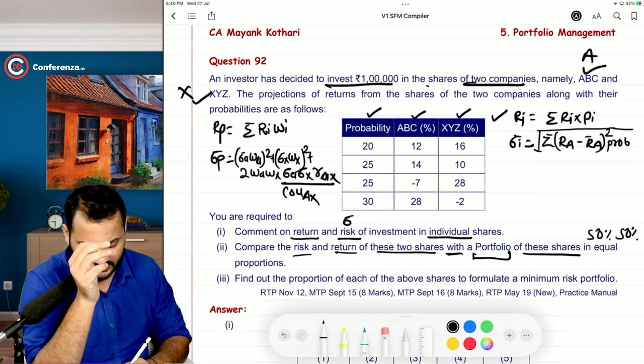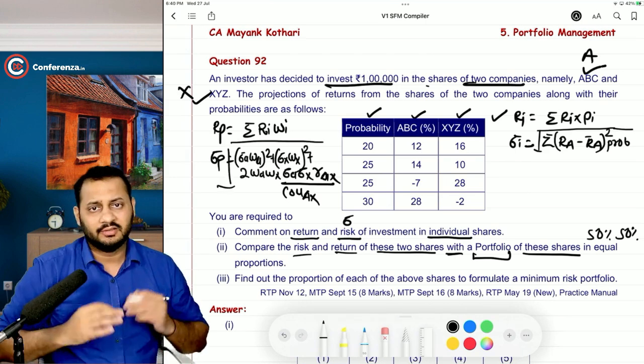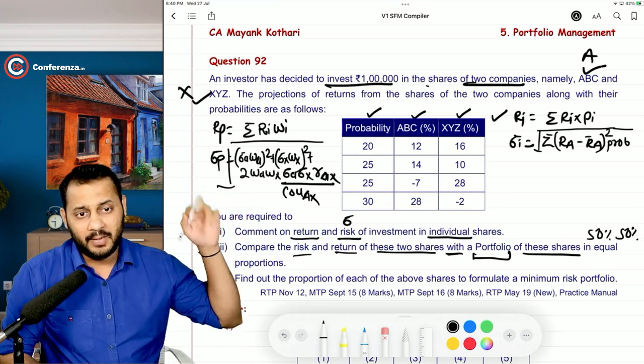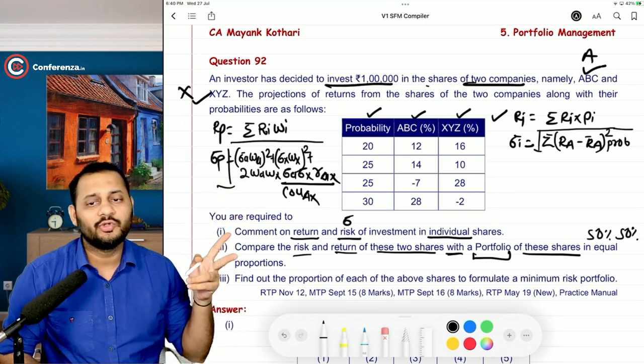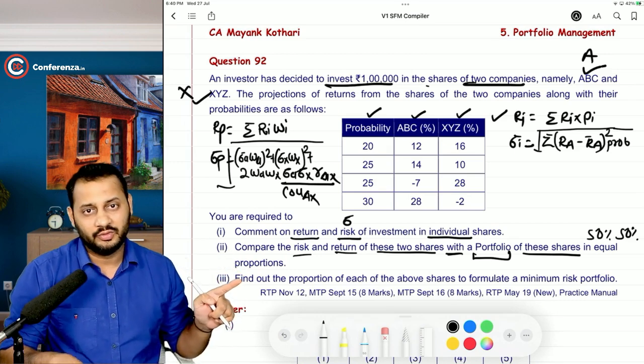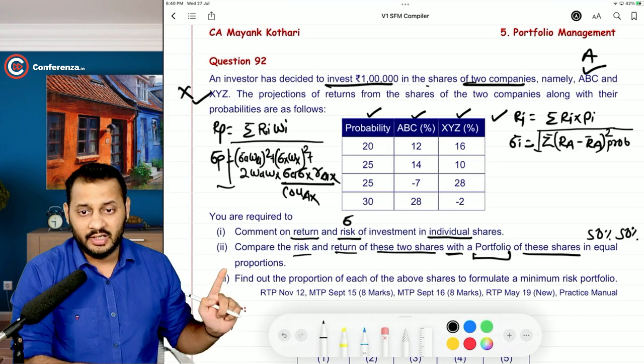And you can calculate this entire answer by putting a square root. This is also very simple. We have solved a lot of questions on these concepts. My point of taking this question is not to solve the first two parts, but to make you understand how the third part is going to be.